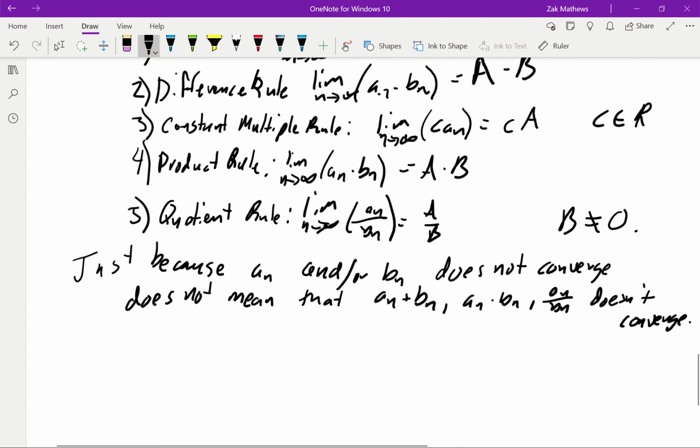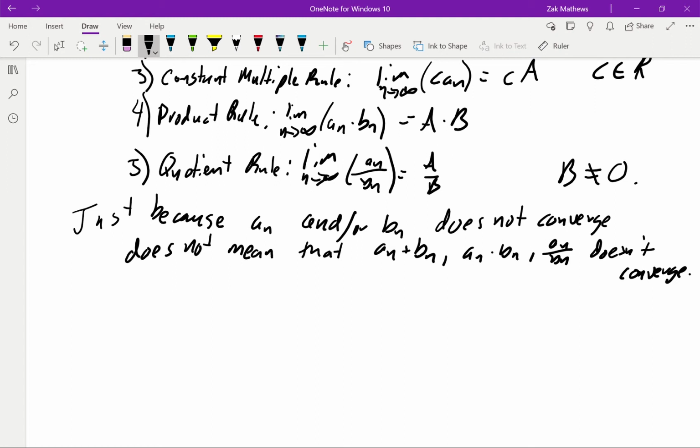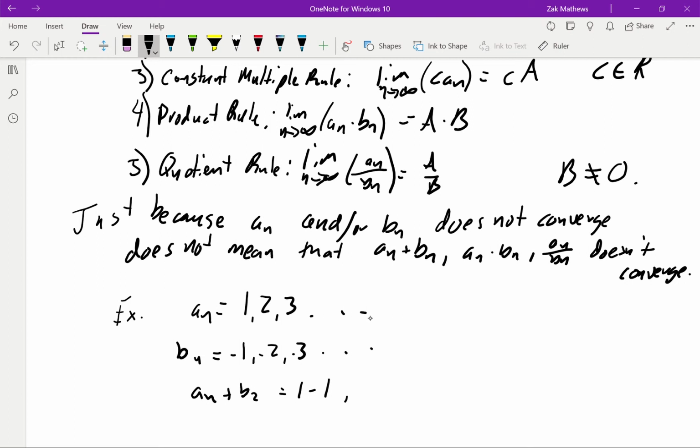But if we have two series that do not converge, once we join them, they may actually converge. So just to give you an extremely easy example of where this would be true, let's say a_n is equal to 1, 2, 3, and so forth. Clearly, that is diverging to infinity. Let's take b_n to be negative 1, negative 2, negative 3. Clearly, that is diverging to negative infinity. And so a_n plus b_n is equal to 1 minus 1, 2 minus 2, 3 minus 3, which is equal to 0, 0, 0. And clearly that just converges to 0 because all the values are 0.